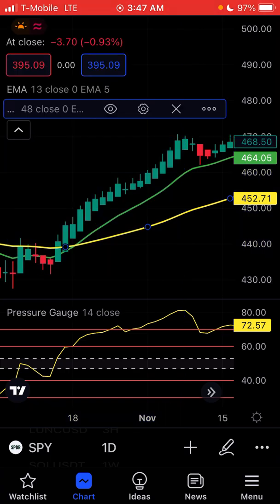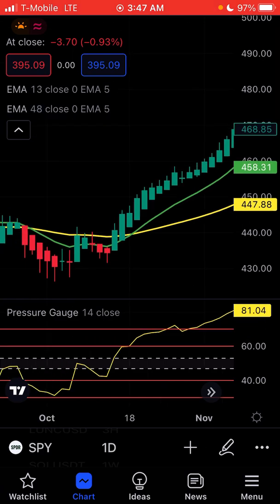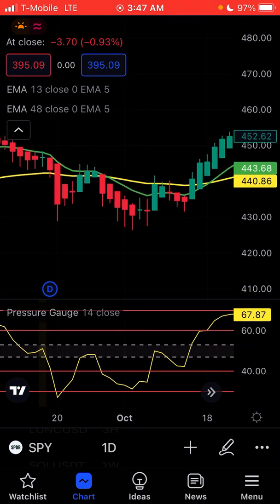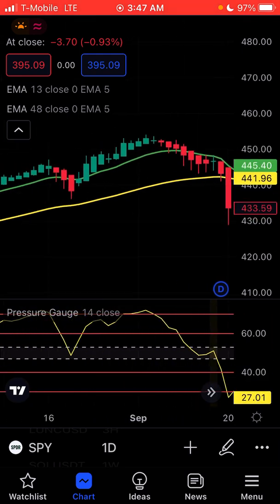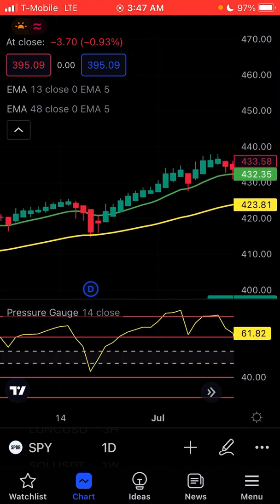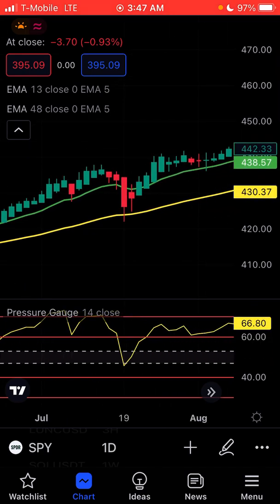So anyway, using the pressure gauge indicator with Trade Confident is a very good strategy. You can probably blow up your options account just looking at the pressure gauge indicator. It's really useful.